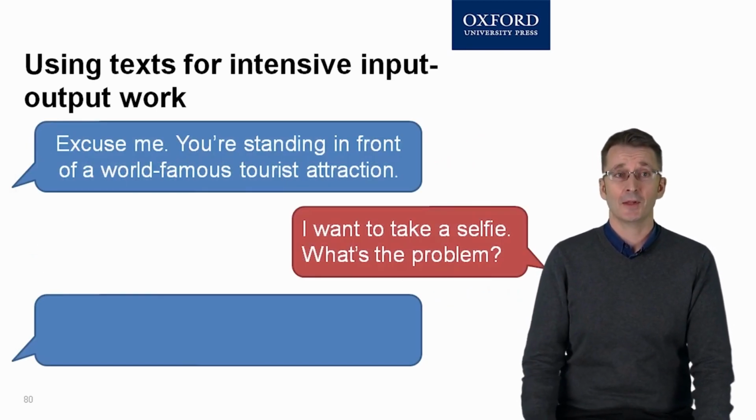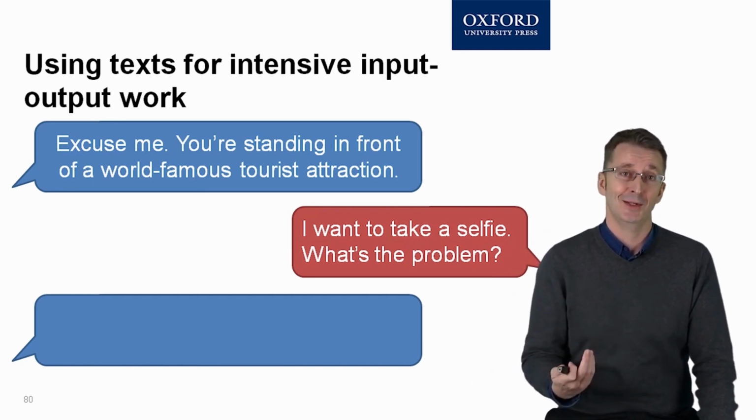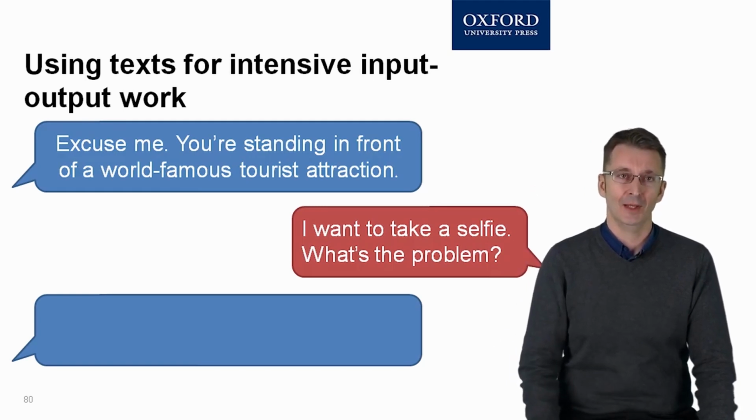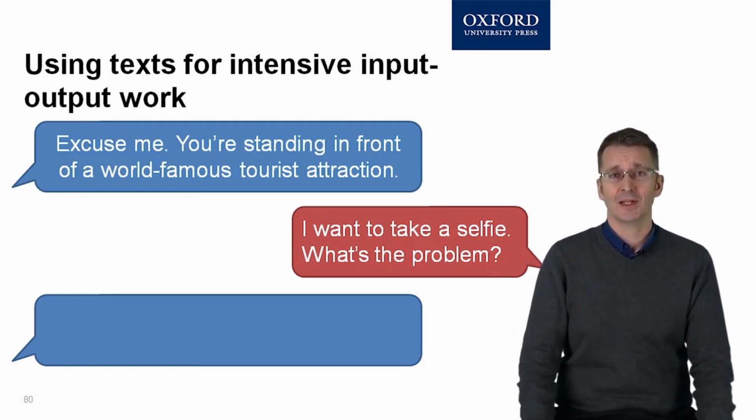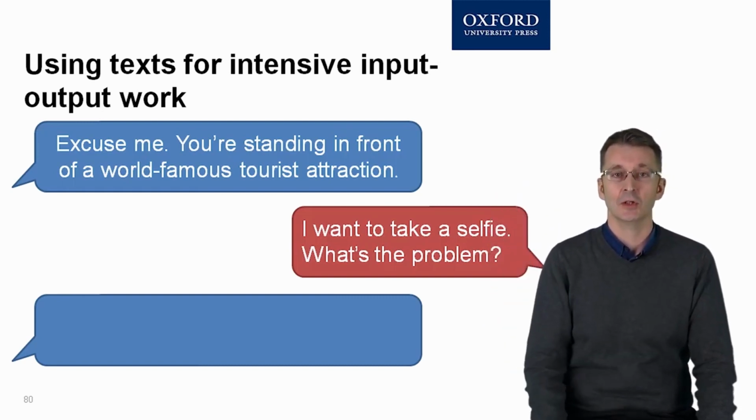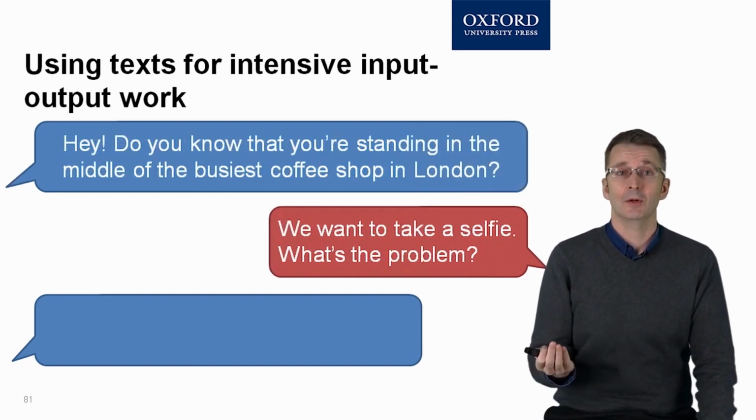Excuse me, you're standing in front of a world-famous tourist attraction, which happened to me at the Taj Mahal in India, by the way. All right, someone taking a picture in front of me, very annoying. And that person said, I want to take a selfie, what's the problem? And students in pairs can maybe write a conversation, so they're reusing that language from the input, but being a bit creative with it. Well, here's another example.